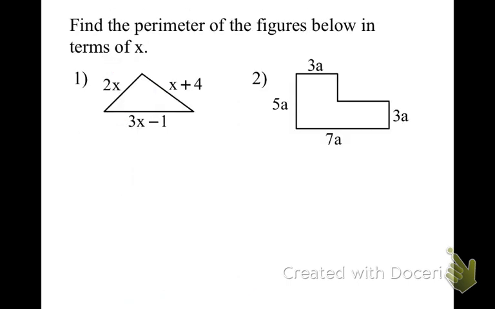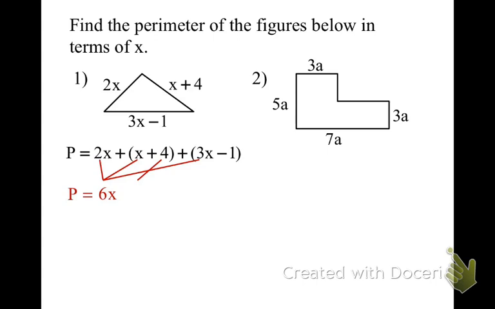All right, so here's a typical kind of problem-solving problem they might use. Find the perimeter. So they're just having you utilize this skill, finding the perimeter. To find the perimeter of any figure, we have to add up all the sides. So in the first one, we're going to add up 2x plus x plus 4 plus 3x minus 1. And then we combine our like terms. 2x plus x makes 3x plus another 3x makes 6x. And then we add 4 minus 1 is 3. So the perimeter of this figure is 6x plus 3.